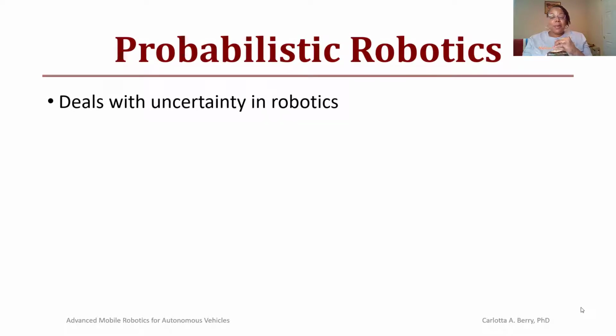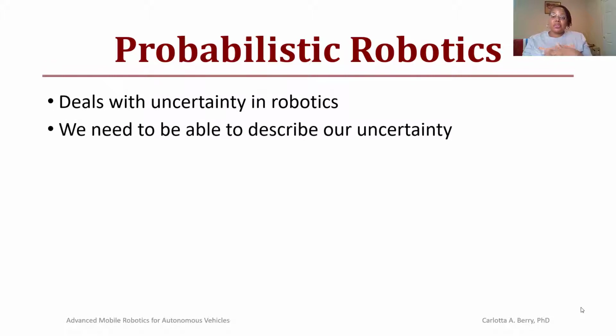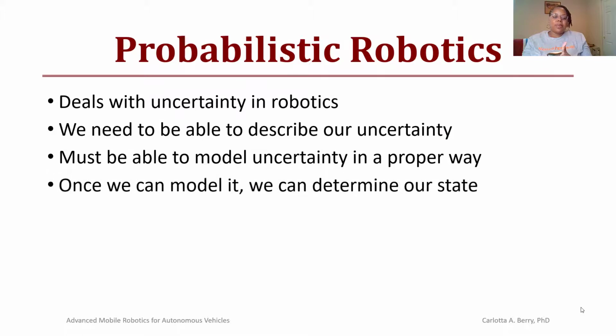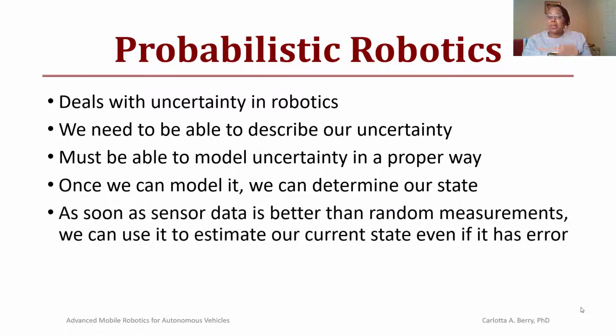So probabilistic robotics, remember, deals with the uncertainty in robotics. We talked about the uncertainty in motion in a robot, and now we're going to talk about the uncertainty as we describe that in the context of sensor measurements. So we want to have a way to model this uncertainty in order to have a belief about the robot's state in the world. Once we can model it, we can determine that state. So it's okay. We know the error is going to be there. We just have to have a reliable model for it in order for us to make decisions about what the robot has to do next.